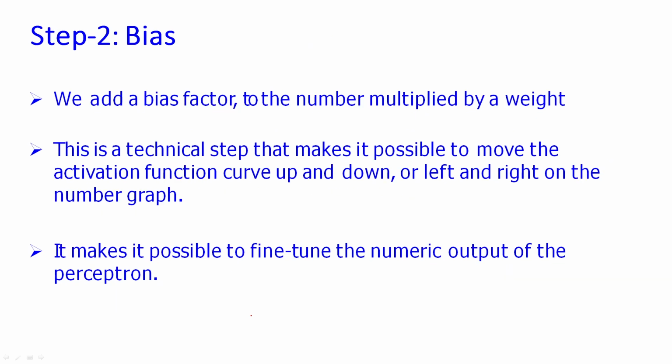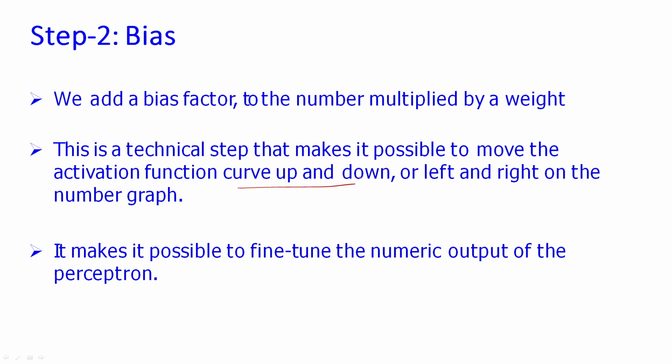Then bias. Why do you add bias? Basically, it is a technical step that makes it possible to move the activation curve up and down, left and right on the number graph. Okay, you understand that? It has nothing to do with weights, it is to do with the activation function that can curve up and down, left and right, and it also allows you to fine tune the numerical output of the perceptron. So, that is why bias has to be added, and bias can be changed also.